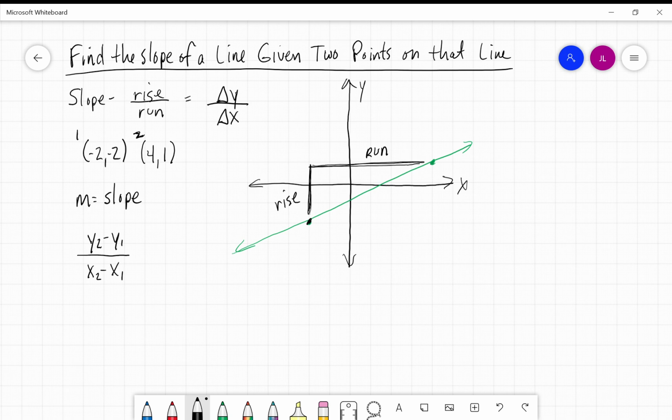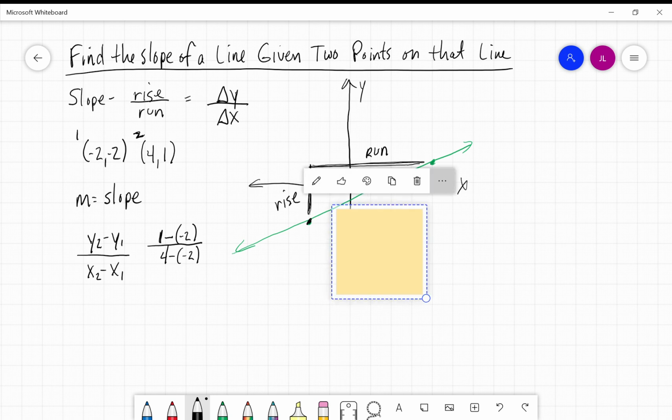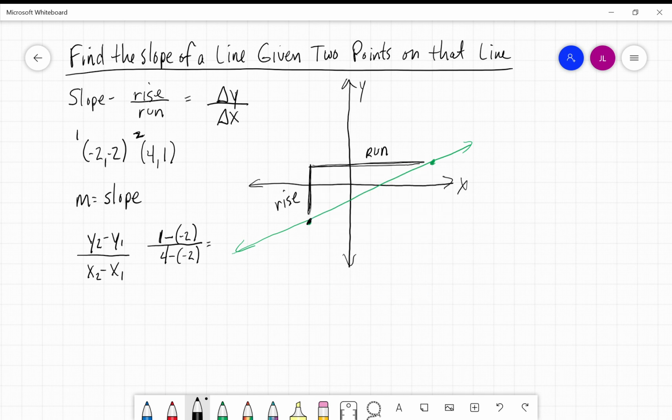What this means is, we have 2 points here, and each point has an x-coordinate and a y-coordinate. We take the y-coordinate from the second point and subtract the y-coordinate from the first point. Then we take the x-coordinate from the second point and subtract the x-coordinate from the first point. So if we look at this, y2 is 1, y1 is -2, so we have 1 minus -2 over... Now, x2 is 4, and x1 is -2, so we'll say 4 minus -2. So now, 1 minus -2 is 3, and 4 minus -2 is 6.